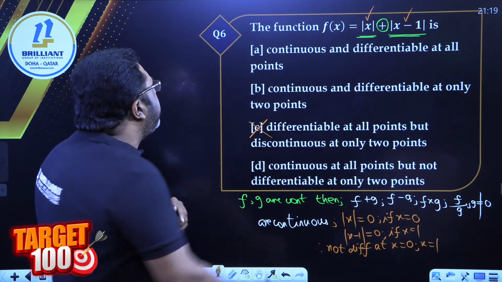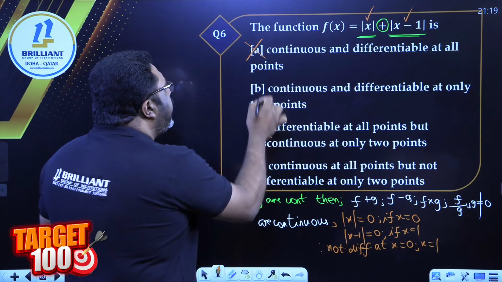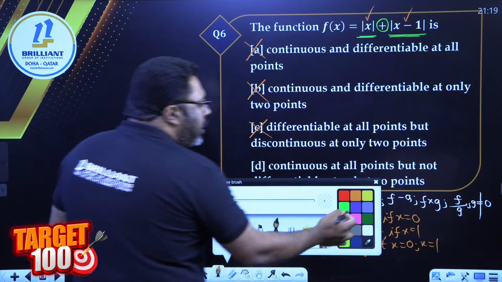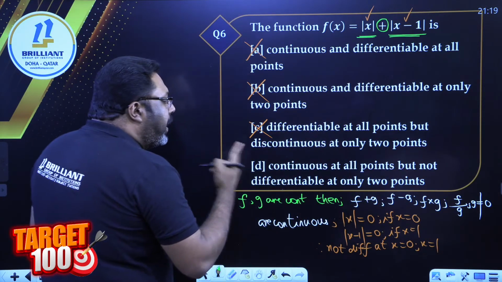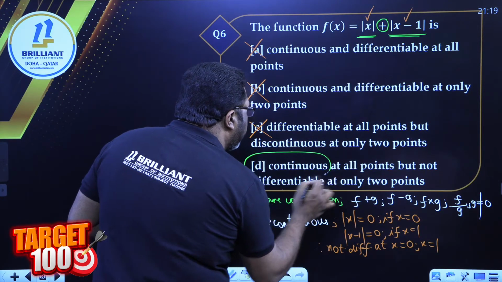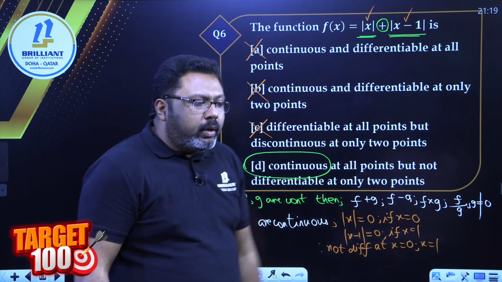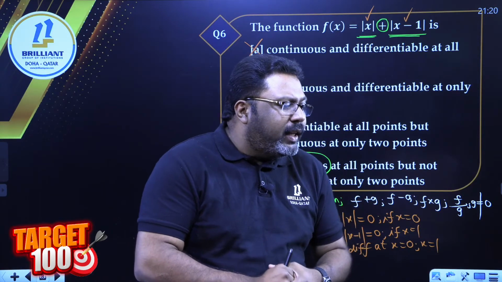Continuous and differentiable, wrong option A. Continuous and differentiable at only 2 points, again wrong option. Look at option D, my dear students. What does option D tell you? It is continuous at all points but not differentiable at only 2 points. What are the 2 points? X equal to 0 and x equal to 1. Yes, right answer. This time only few of you said the answer.